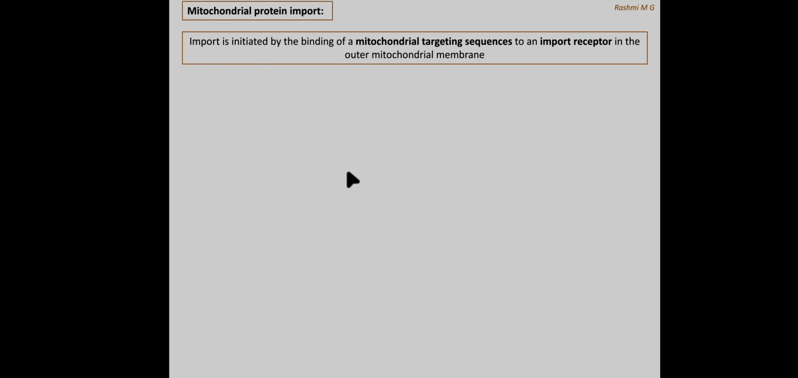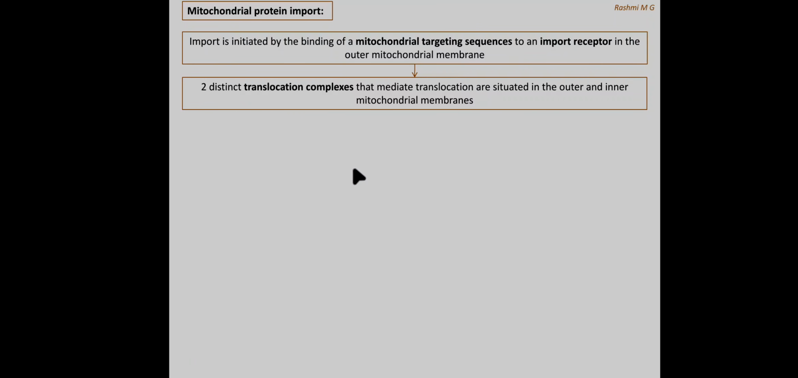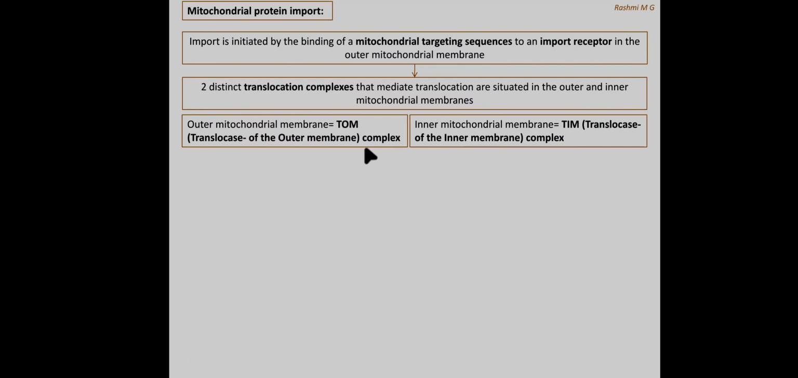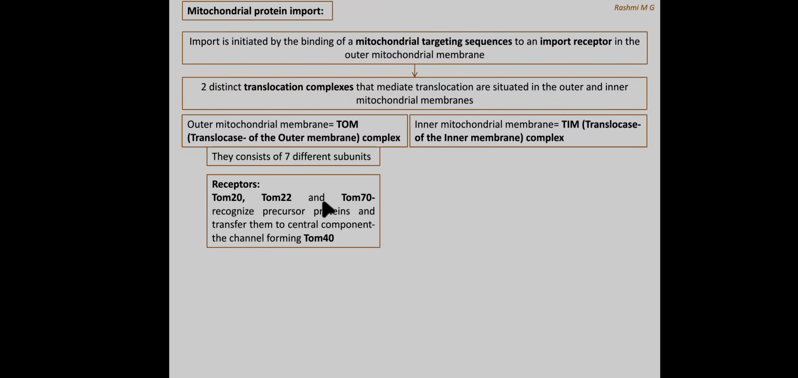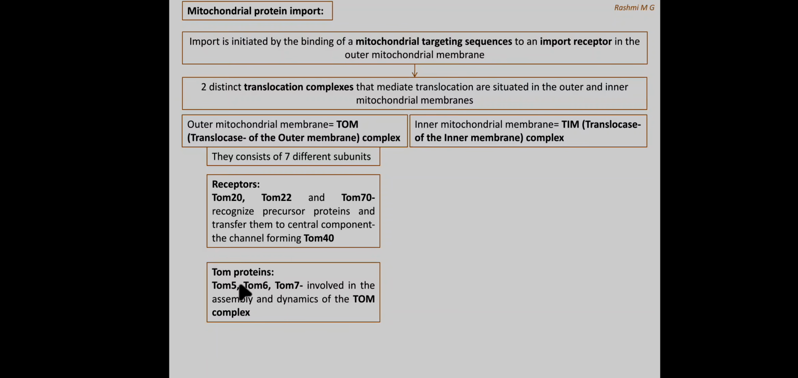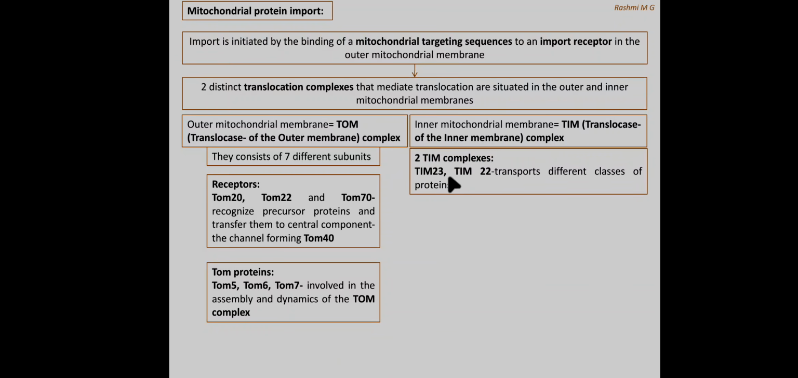This is just a quick revision. Import is initiated by the binding of the mitochondrial targeting sequence to an import receptor in the outer mitochondrial membrane. There are two distinct translocation complexes, TOM and TIM. TOM consists of 7 different subunits: receptors 20, 22, 70, and TOM proteins 5, 6 and 7. TIM is of two types, TIM 23 and 22, which transport different classes of proteins.